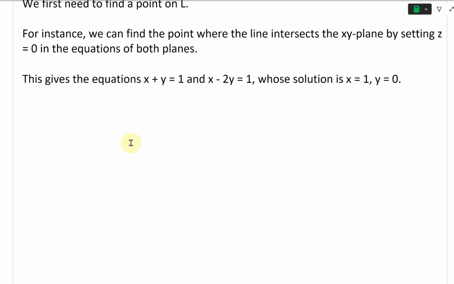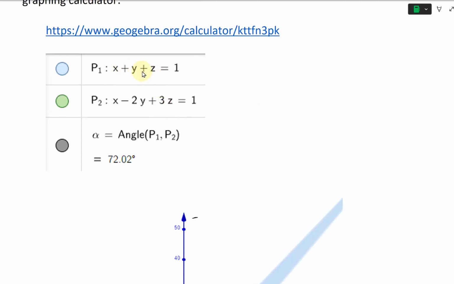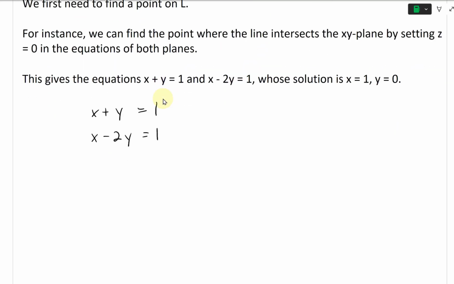And again, you can see we have x plus y equals 1, and then the other one is x minus 2y equals 1. Let me double check there. Yes, there's x plus y, then the z goes to 0, and in x minus 2y plus 3z, the 3z goes to 0.